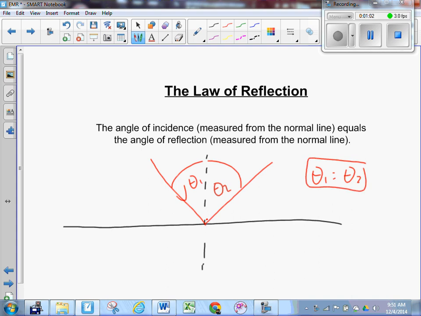Now, we're not going to focus on that a whole lot. We're going to do a couple real quick examples using the law of reflection as it's written right here. But we're going to focus more on curved mirrors, like we did on curved lenses. But understand that when we do curved mirrors, the law of reflection still holds. The angle of incidence still has to equal the angle of reflection. When we did lenses, the base concept was refraction. When we're dealing with curved mirrors, the base concept is reflection.